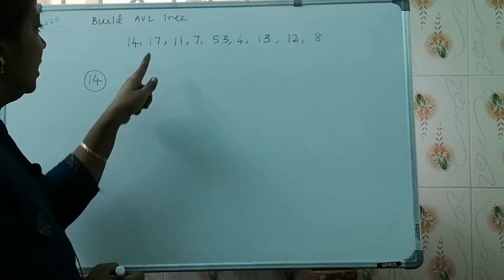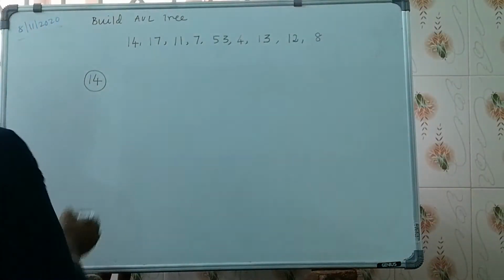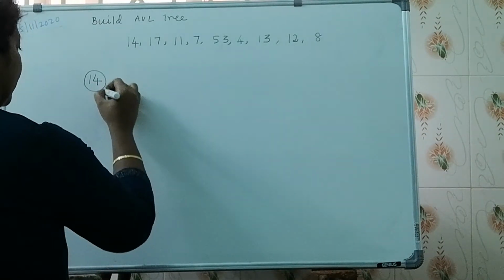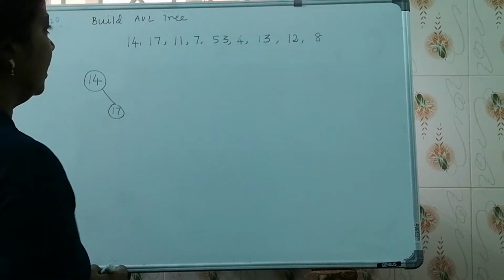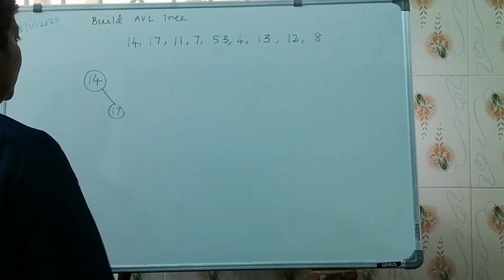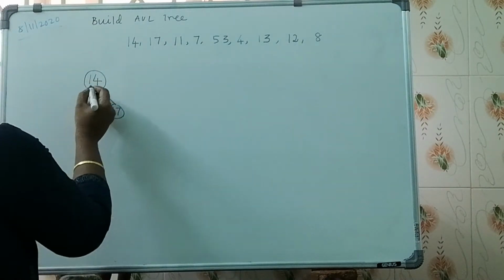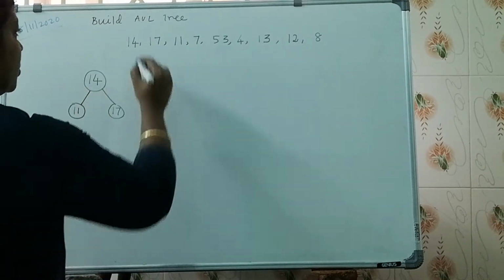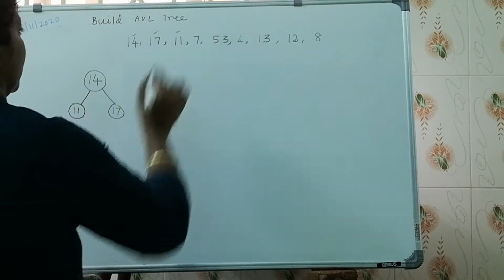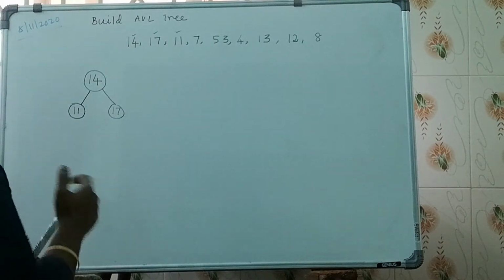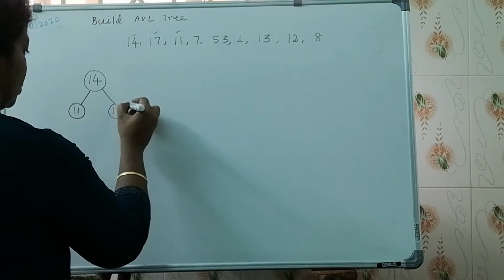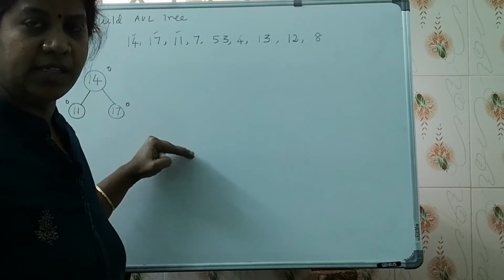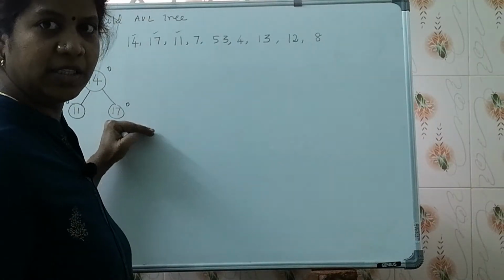Now let us take the next node, which is 17. Since 17 is larger than 14, it will go to the right side of 14. Now let us take 11. 11 is lesser than 14, so it comes to the left side of 14. So we have inserted 14, 17, 11. Now let me check the balance factor. The balance factor for this is 0, for this is 0, this is 0. So up to this, it satisfies the properties of an AVL tree.